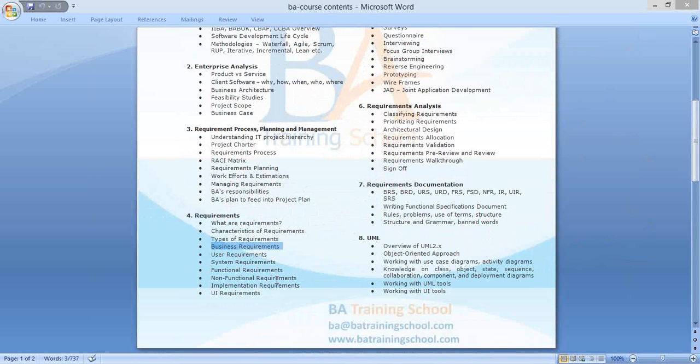Okay. So like in the first slide, I told you that you will be doing a lot of structuring. You'll do a structure to your requirements, right? At this stage.